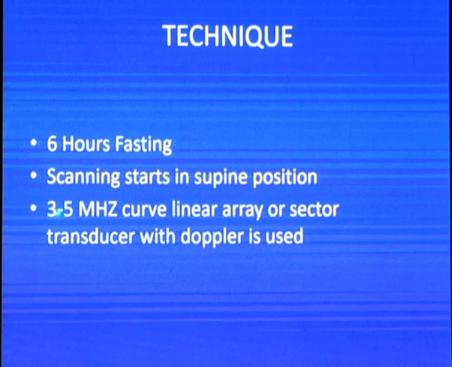Why? Because as a result of fasting, the gallbladder becomes distended and there is also a reduction in bowel gas shadows in the upper abdomen. We start scanning in supine position. We use a 3 to 5 megahertz curvilinear probe, better with Doppler facility.